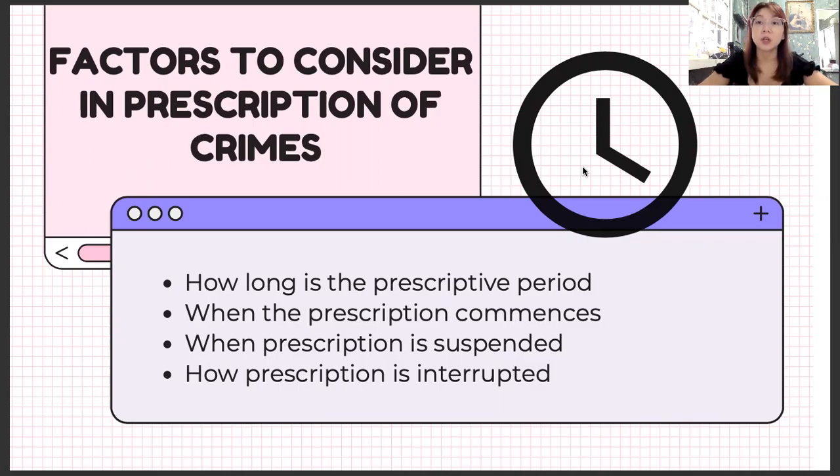the felony involved. So we have afflictive penalties, 15 years para mag-prescribe. Correctional penalties, except arresto mayor, is 10 years. When the penalty is arresto mayor, it's 5 years. When it's libel and other similar offenses, it's 1 year. Oral defamation and slander by deed is 6 months, and light penalties prescribes in 2 months.